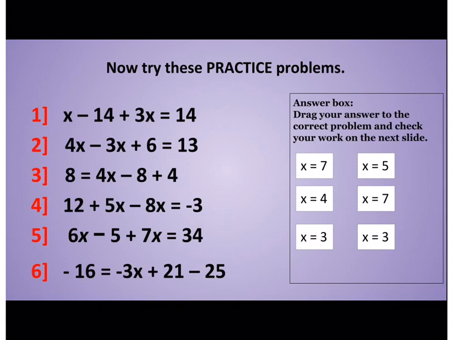Now I'm going to work out your practice problems. I'm going to set each of them up, so that way you can see how each of them were worked out. So number 1, x minus 14 plus 3x is equal to 14.